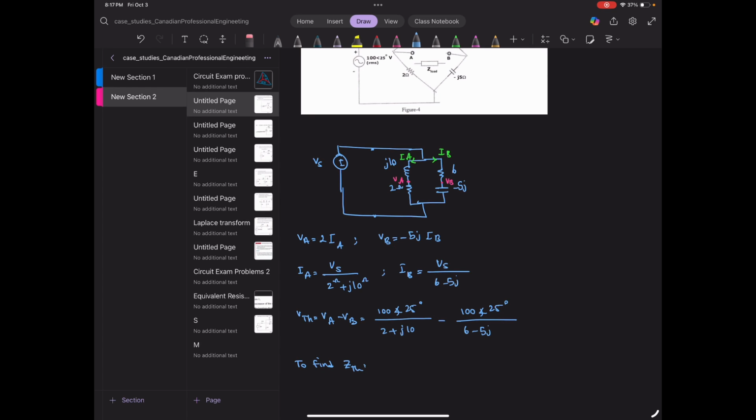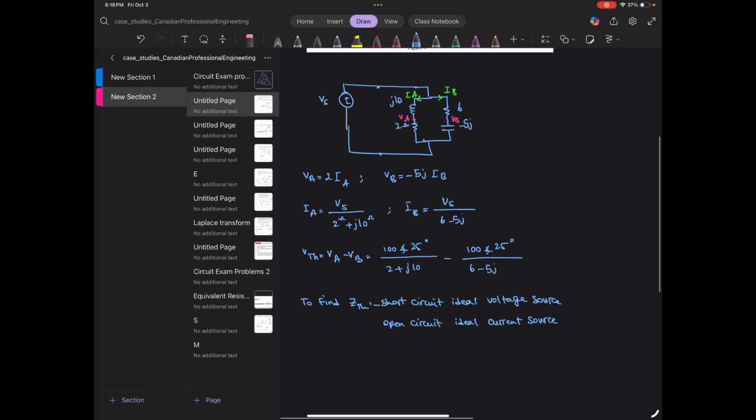In order to find ZTH, we need to short circuit the ideal voltage source, or short circuit that, or open circuit the ideal current source. Okay, so either this or that.